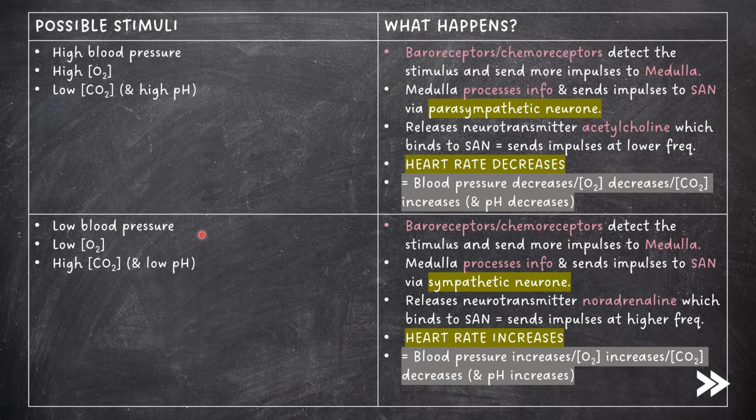If we have a low blood pressure, a low concentration of oxygen, or a high concentration of CO2 and a low blood pH, baro and/or chemoreceptors send more impulses to the medulla. This processes the information, sends out electrical impulses to the SAN via a sympathetic neuron, and this releases the neurotransmitter noradrenaline, which binds to receptors on the SAN. The SAN sends out electrical impulses at a higher frequency and heart rate increases, meaning that blood pressure increases, the concentration of oxygen increases, the concentration of CO2 decreases, and blood pH increases.